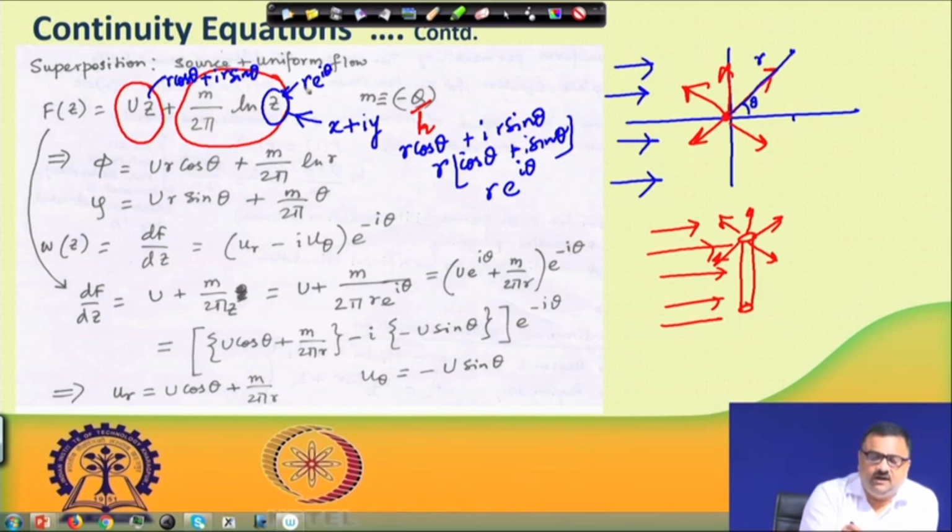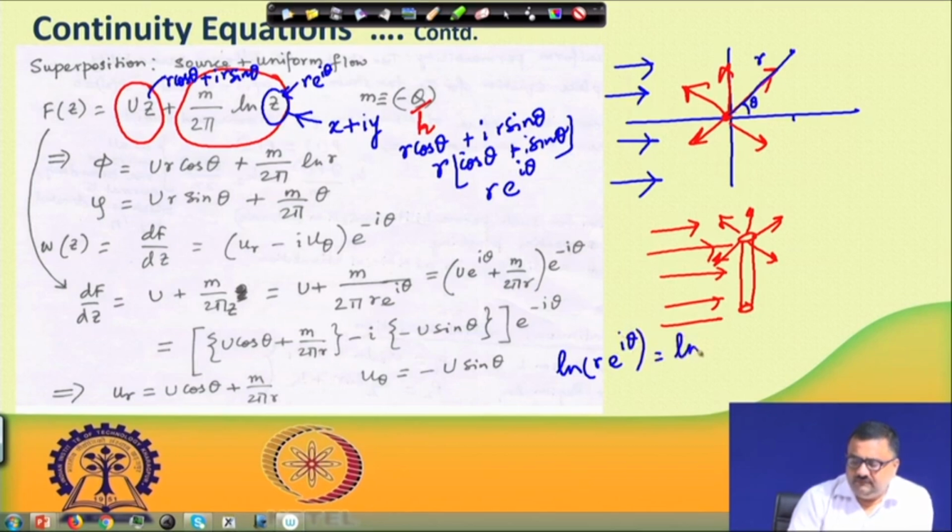So, first of all, ln of r e to the power i theta. So, ln of r e to the power i theta will break down, since ln of a into b is ln a plus ln b, and ln of e to the power i theta is basically i theta itself. So, ln r plus i theta. Okay. So, that is why, when we have m by 2 pi outside, the real component arising from the source is m by 2 pi ln r.